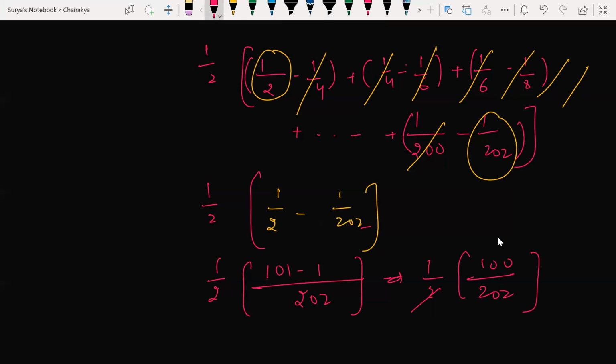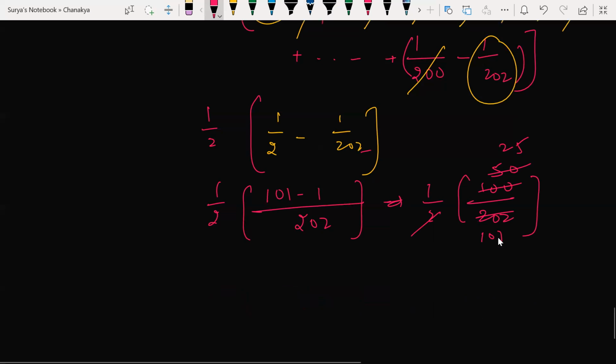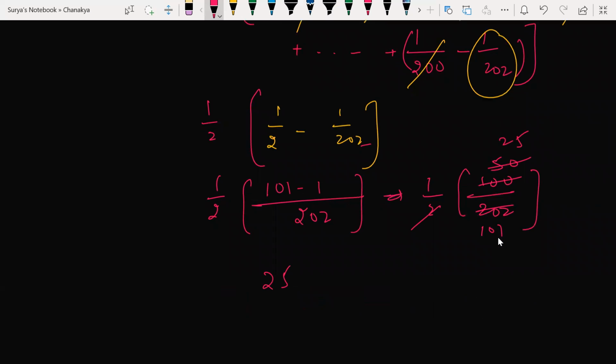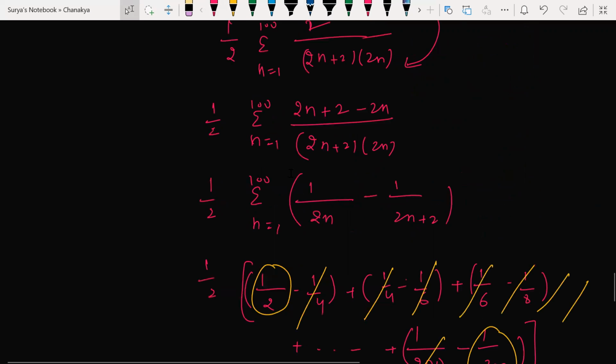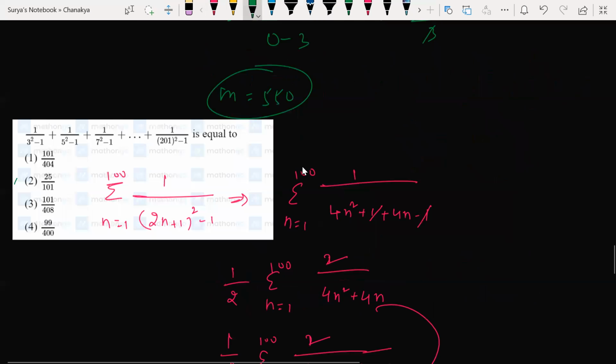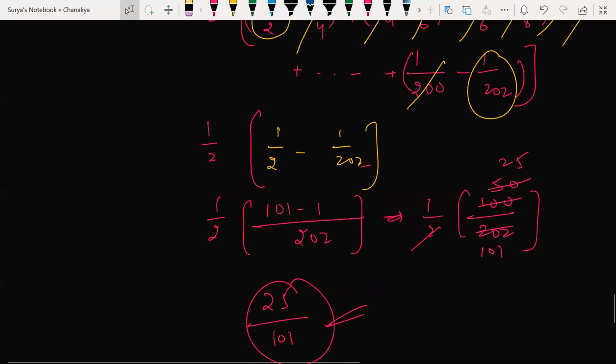So 2 ones, 250s. So 2 25s, 2 101s. Answer is 25 by 101. This is the answer. Check once the options. 25 by 101, option B is correct, beta. Option B is correct. 101 I'm getting. So option B is correct. Hope you got the point.